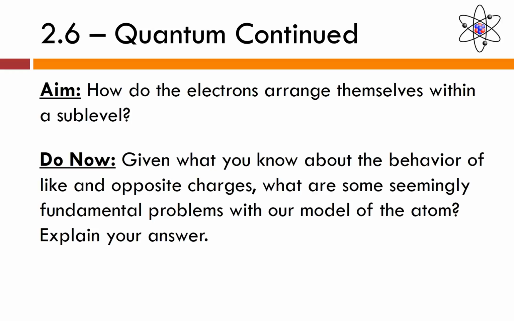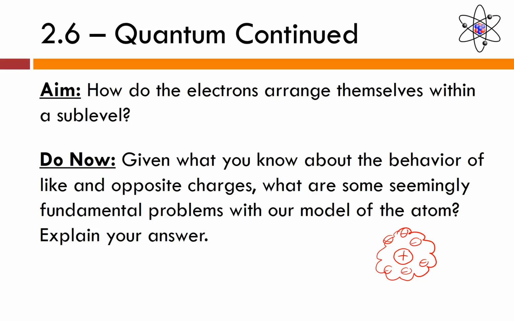Given what you know about the behavior of like and opposite charges, what are some seemingly fundamental problems with our model of the atom? Explain your answer. Okay, so if we think about it, we've got our positively charged nucleus at the center, and then I'm just going to draw the electrons as a cloud, since we don't know exactly where they are, circling, buzzing around the nucleus, very high energy.